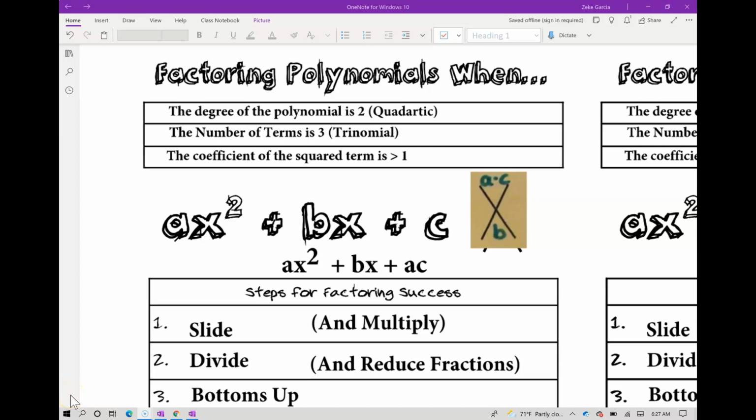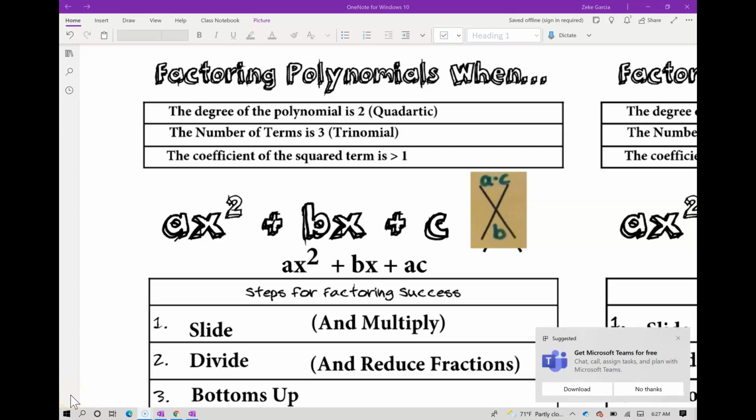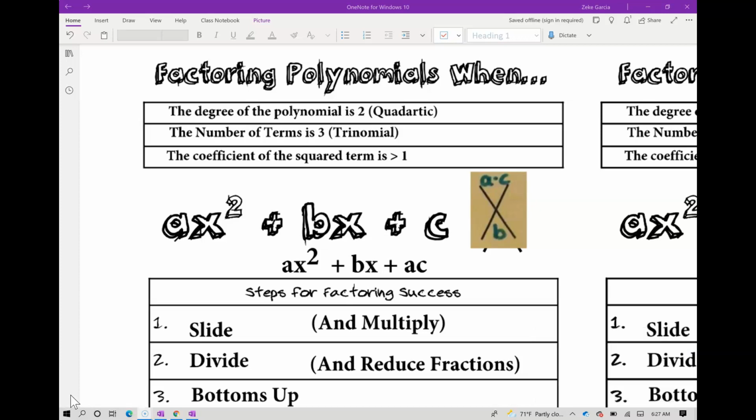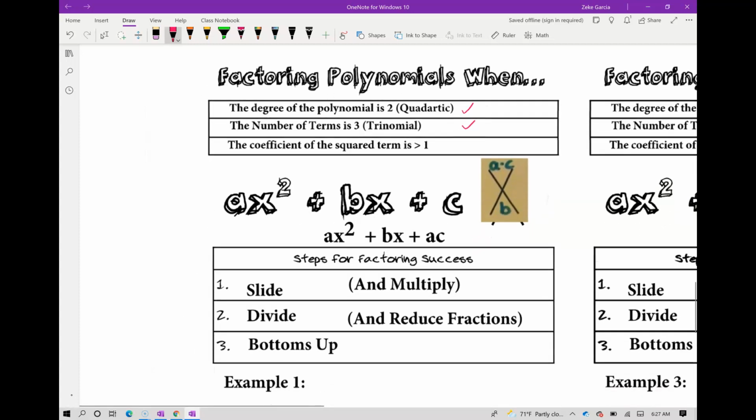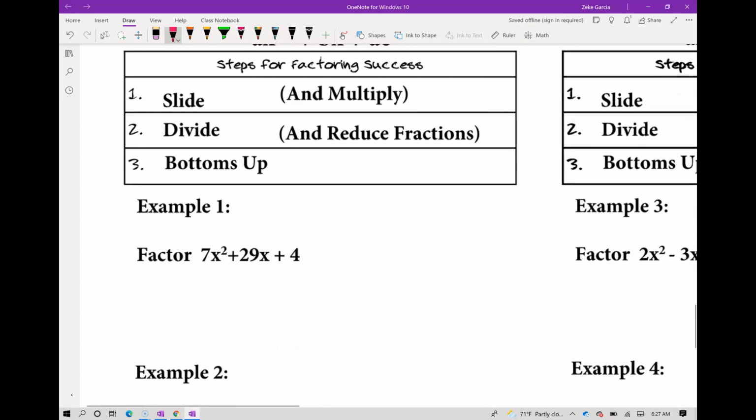I'd like to review how to factor polynomials when your leading coefficient is greater than 1. So we're talking about a quadratic, a trinomial, and once again, the leading coefficient is higher than 1. So let me go ahead and explain how you do this.